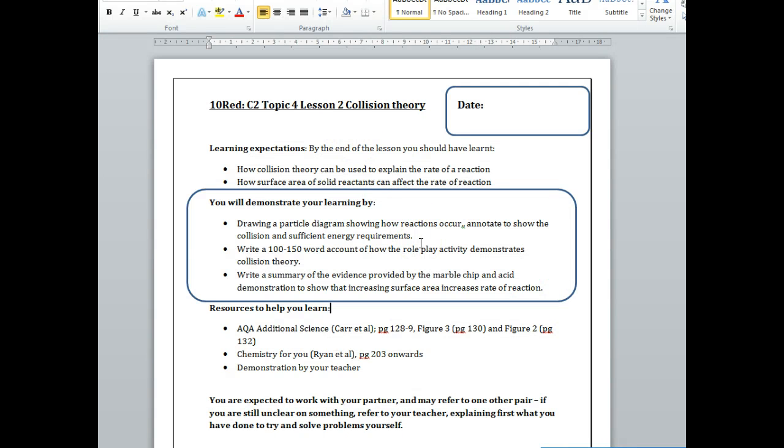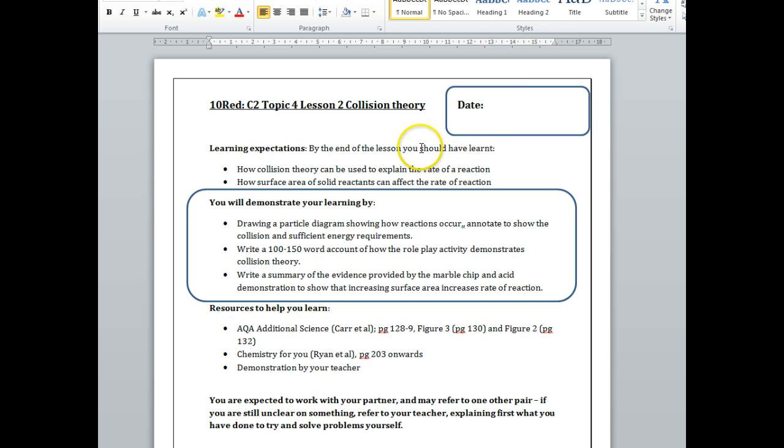Okay, good evening. So we're going to be looking a little bit at collision theory today. Some of you will have had this lesson today. There's a lot to get through in this lesson, so I'm putting this up here so you can get a look at the notes again and finish off all of the work from the lesson.